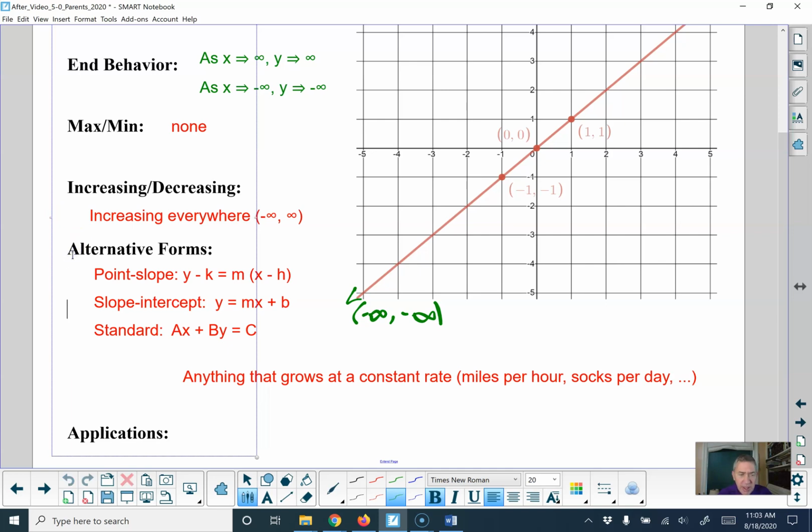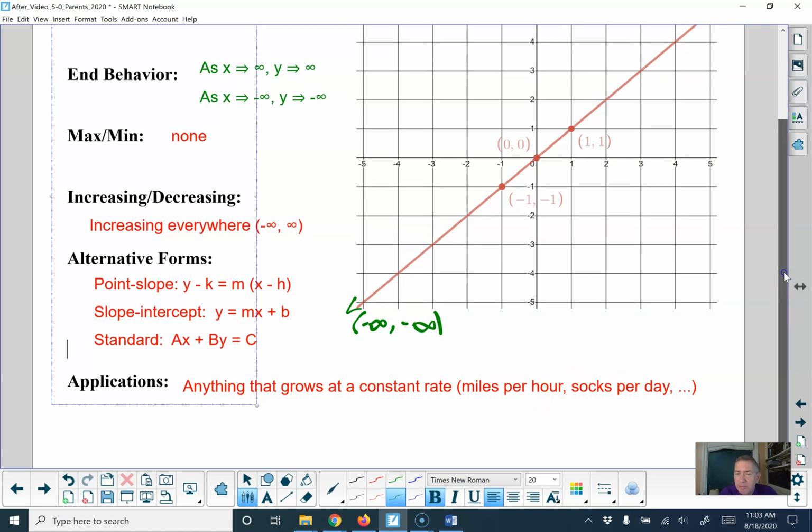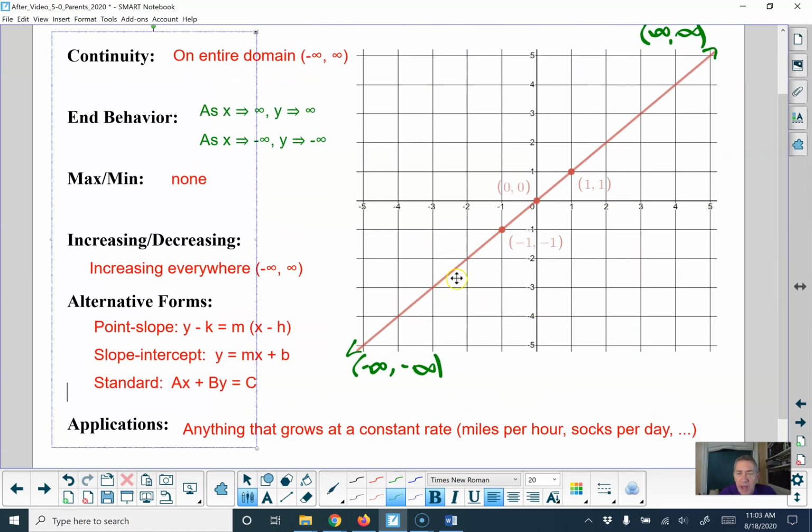One last piece, applications. Anything that grows at a constant rate. How many miles per hour are you driving? How many socks per day are you knitting? All sorts of possibilities. Anything that grows at a constant rate has a linear graph, and it's all good.